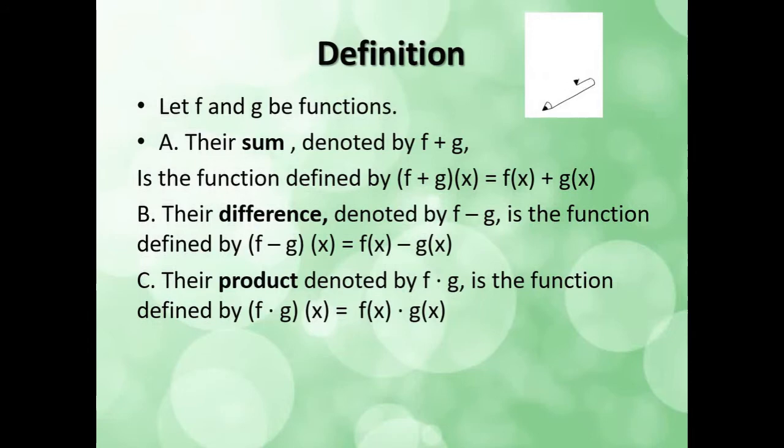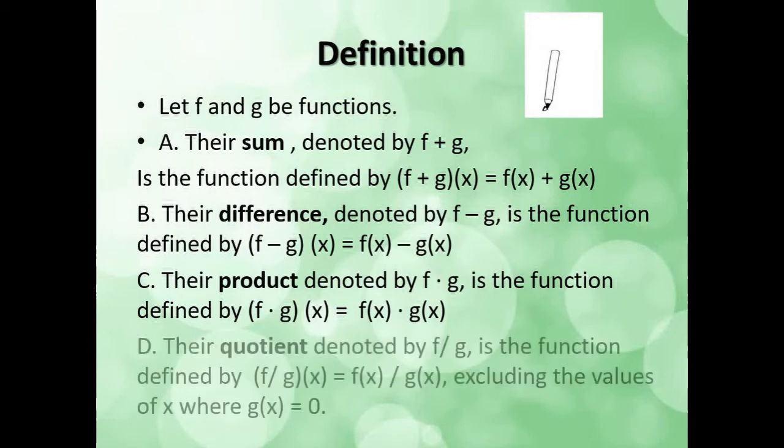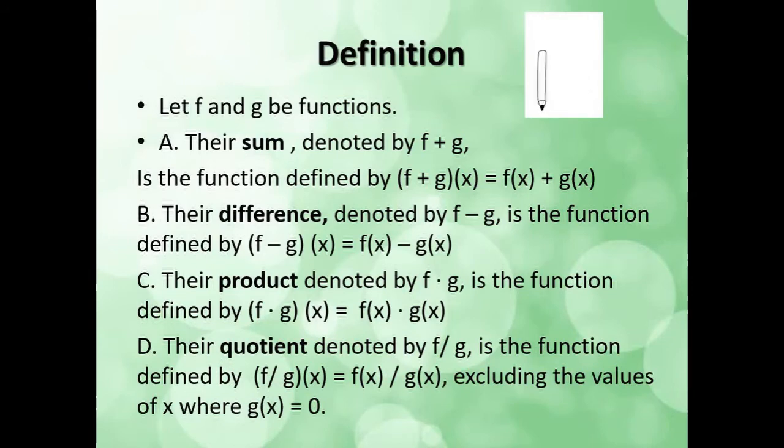D. Their quotient, denoted by f over g, is the function defined by (f over g)(x) is equal to f(x) over g(x), excluding the values of x where g(x) is equal to 0.